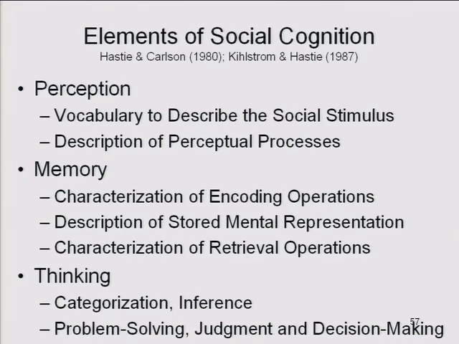The problem of social perception is first, trying to figure out how to describe the social stimulus. What's the vocabulary that we use for describing the social stimulus? And second, try to figure out what kinds of perceptual processes allow us to form these internal mental representations of the objects and events in the social world.